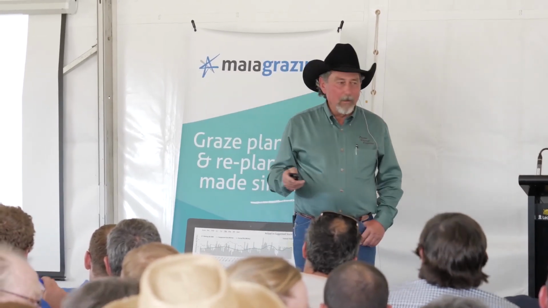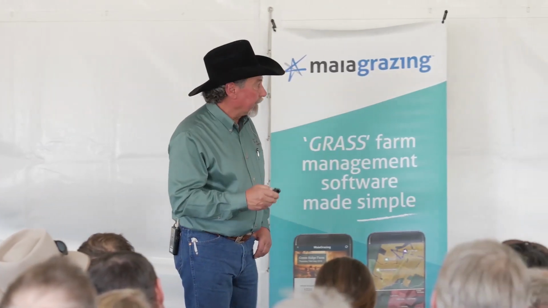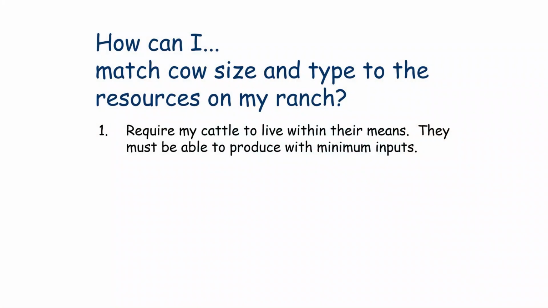What can I do to match cow size and type to the resources on my ranch? Here are the 3 things I came up with. Require my cattle to live within their means. They must be able to produce with minimum inputs.